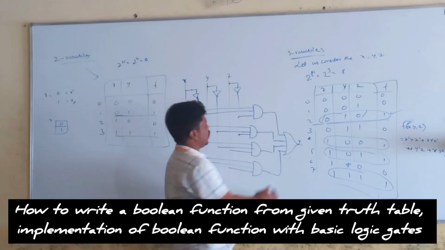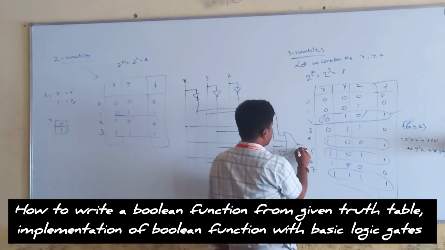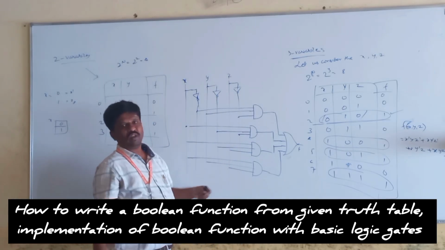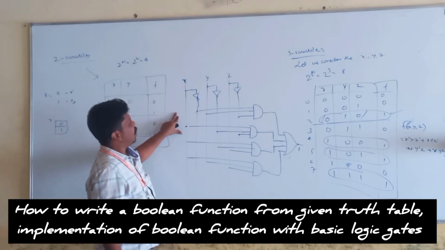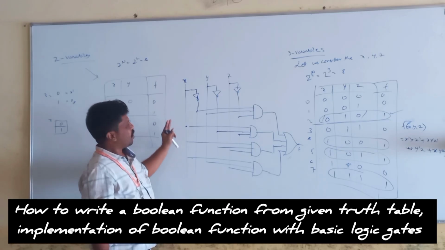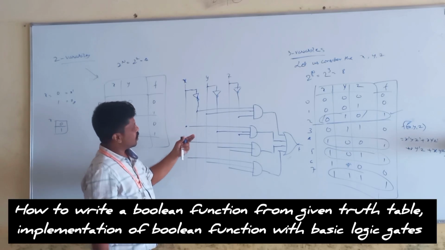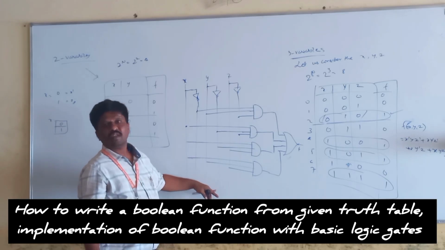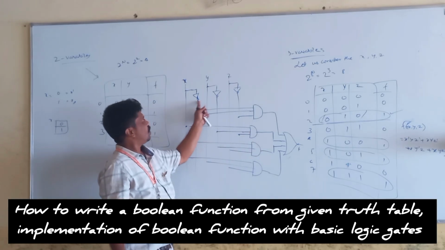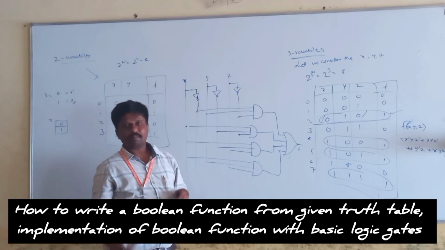This is the function, whatever we got here. This is the designing of the particular Boolean function with the help of the basic logic gates. Okay, logic design. This we call the designing of the logic. Whatever Boolean function you got is designed with the help of the basic logic gates. Which are those? AND gate, OR gate, and also NOT gate. These are the basic logic gates.